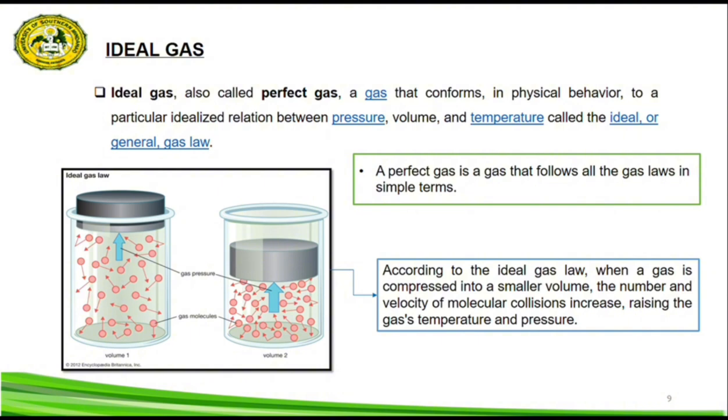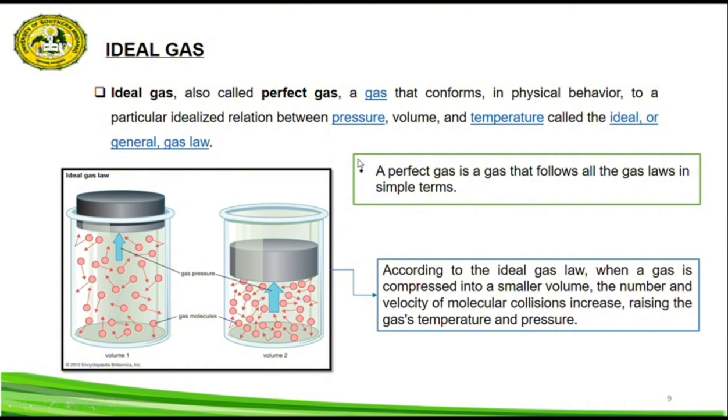So we're done with our previous lessons on the basic concepts and definition of thermodynamics, and also with pure substances. Now we're going to proceed to chapter 3, which is the ideal gas. An ideal gas, also called a perfect gas, is a gas that conforms in physical behavior to a particular idealized relation between pressure, volume, and temperature, called the ideal or general gas law.